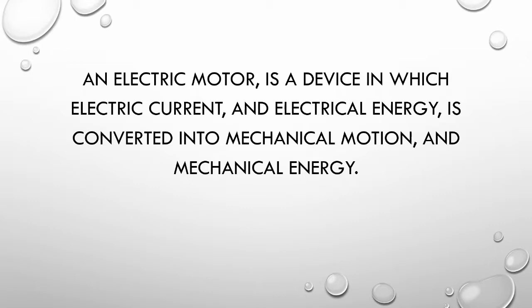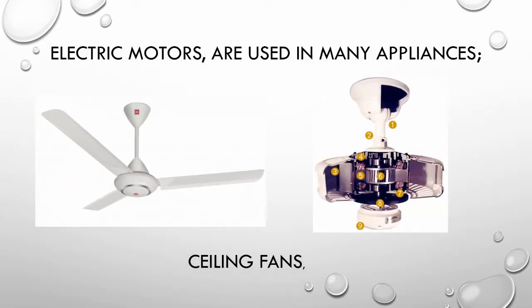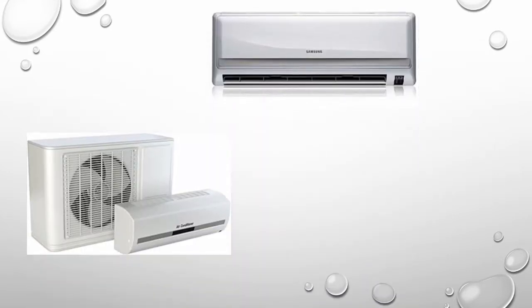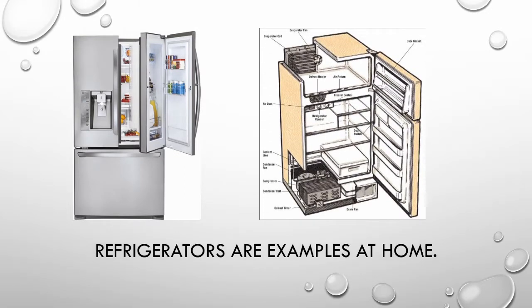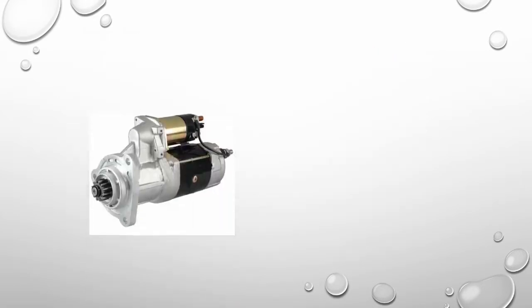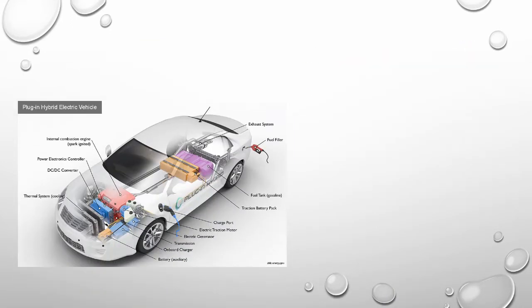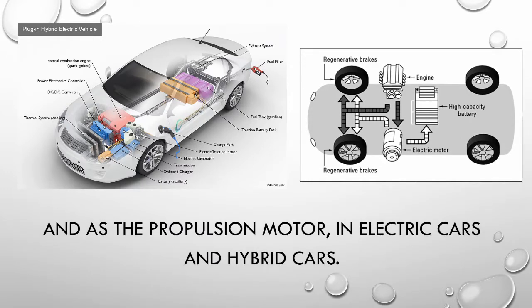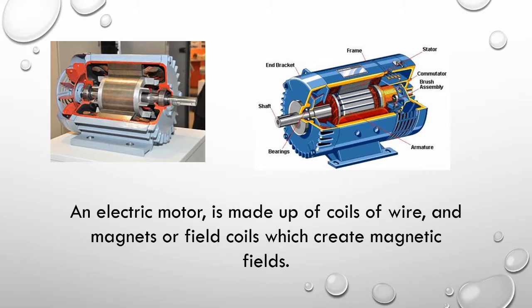An electric motor is a device in which electric current and electrical energy is converted into mechanical motion and mechanical energy. Electric motors are used in many appliances: the ceiling fan, air conditioner, refrigerator are examples at home. The starter motor, in an automobile and many motorcycles, and as the propulsion motor, in electric cars and hybrid cars. An electric motor is made up basically of coils of wire and magnets.